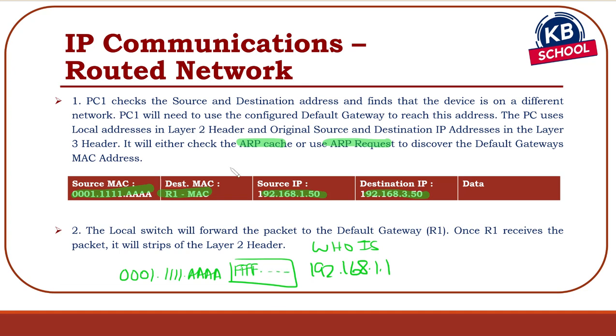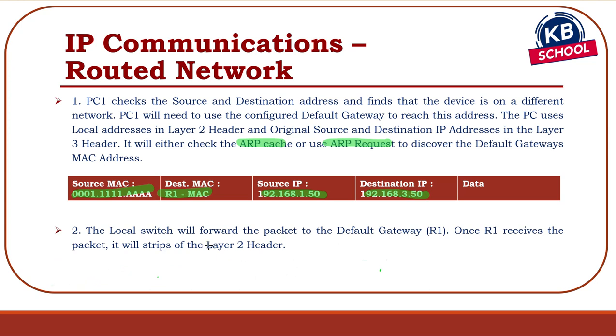R1 will receive it. He will respond back with his MAC address. The PC will keep it in the ARP cache. So once the PC has it in the ARP cache, for future communications, I don't need to do the ARP request again. And based on that, I'll build my frame. Take a look at my frame carefully. What does it say?